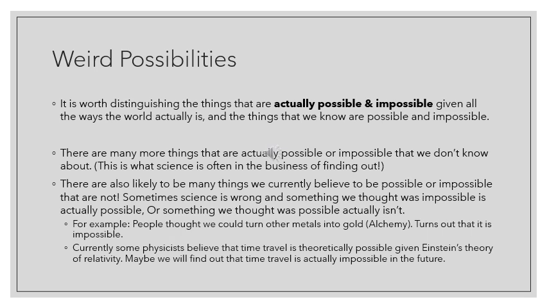Now, there are also likely to be many things that we currently believe to be possible or impossible that will turn out not to be, right? Sometimes science gets things wrong, and sometimes something we thought was impossible turns out to actually be possible, or the other way around. Something that we thought was possible actually isn't. We can imagine some examples.